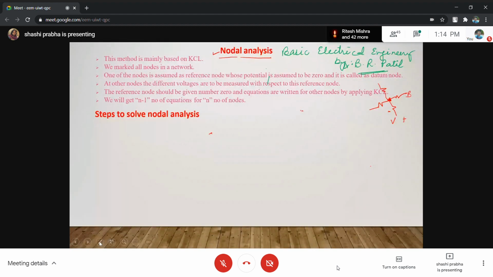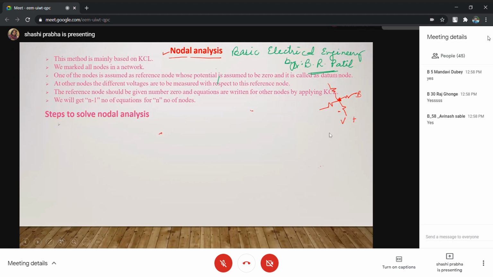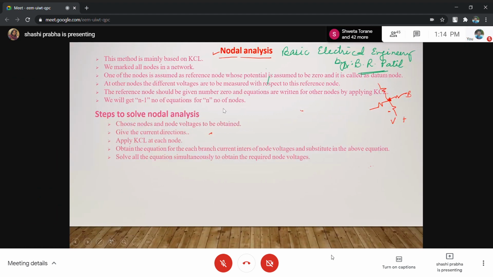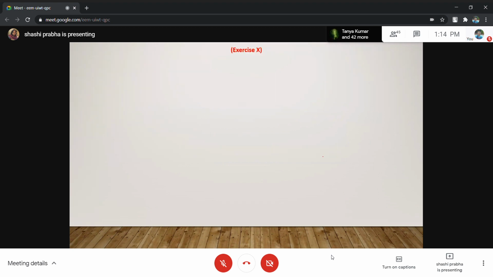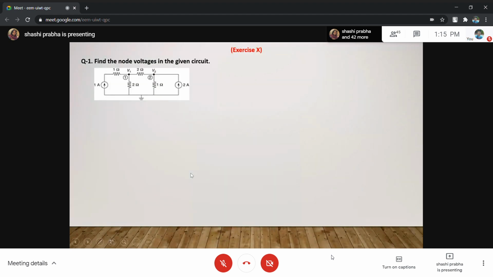One node is taken as a reference. So how many equations will we write? Definitely n minus 1 equations, because one node is taken as a reference. So how many equations will you write? N minus 1. Choose nodes and node voltages are to be obtained. Define the direction of current. Apply KCL.